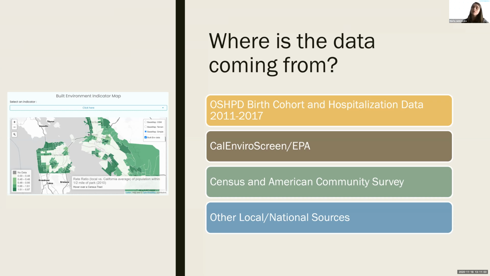And then we've pulled in a ton of other data sources. So things like the CalEnviroScreen from the EPA, a bunch of Census and American Community Survey data, several local and national data sets, things like walkability, crime, access to fresh foods. These are all different types of indicators that we've tried to include in the tool. All right, so I believe I'm going to now turn it over to Jay, and he's going to give us a tour of the tool.